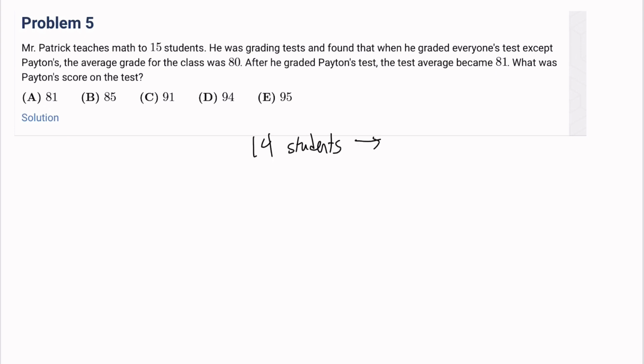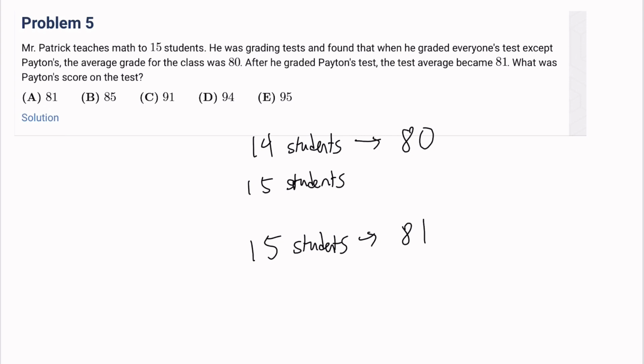That means the average is 80, right? But then after he graded Peyton's test, the test average became 81, right? So that's when he graded 15 students. The average became 81, right? But then let's just say that 15 students was graded. So Peyton's was graded and it was still 80, right? So if this happened, then this means Peyton's score is 80, right?